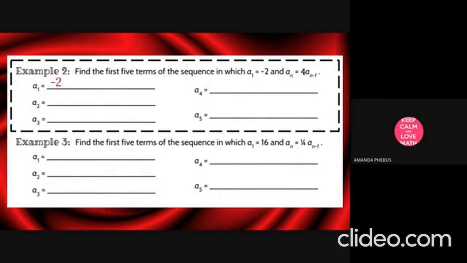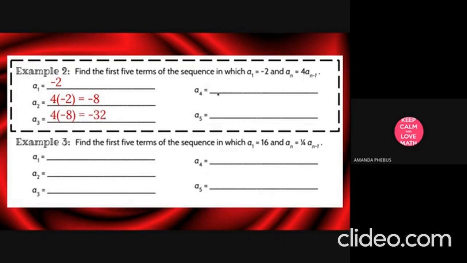And to get the next number, we're going to plug in the number before. That's the a sub n minus 1. And we're going to multiply it times 4. So to get a sub 2, we're going to do 4 times the number before, which is negative 2. 4 times negative 2 is negative 8. To get the third term, we're going to do 4 times the number before. Well, the number before we just found was negative 8, sorry. And so 4 times negative 8 is negative 32.